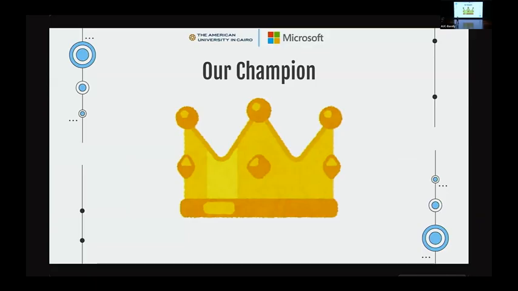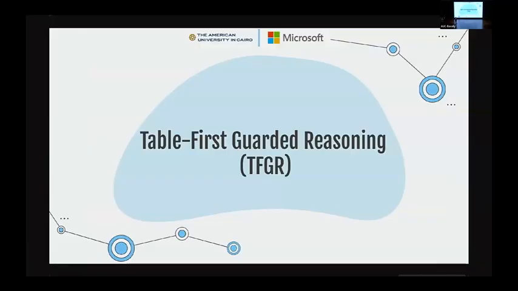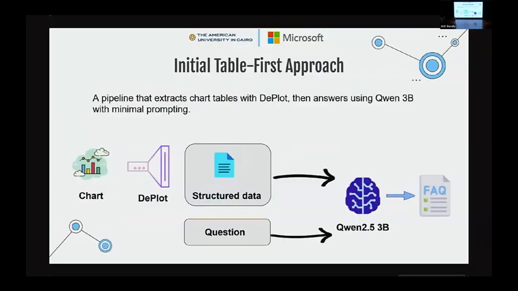Okay, now I will be presenting our table-first guarded reasoning pipeline. It's a simple yet powerful pipeline designed for chart question answering tasks like ChartQA and PlotQA. As you can see in this pipeline, we start with the chart and try to convert it into structured data using one of the models that converts charts into structured data, like DePlot. DePlot is a model built by Google and has been pre-trained on a very big corpus of data to transform a chart into structured data.